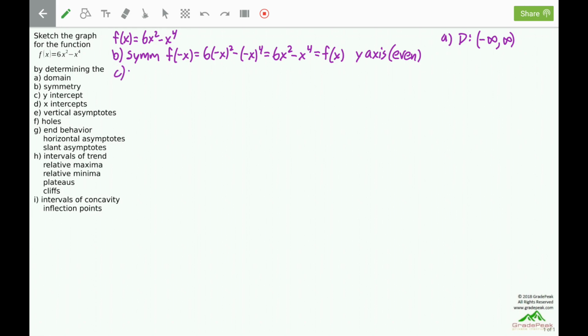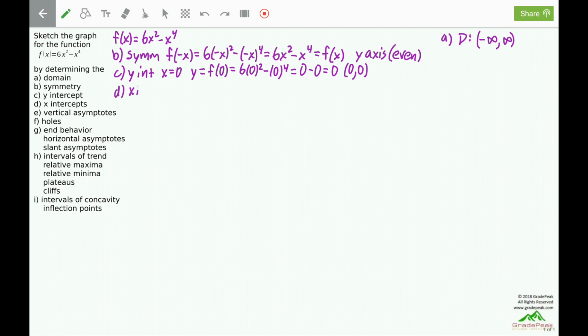For part C, we want to determine the y-intercept. This is the point where the graph crosses the y-axis, defined by x equals 0. We can find the corresponding y-coordinate by plugging the x-coordinate of 0 back into the original function, so f of 0, which is 6 times 0 squared minus 0 to the fourth. 0 squared is 0, times 6 is 0, minus 0 to the fourth, which is 0. 0 minus 0 equals 0. We have the x-coordinate of 0. We found the corresponding y-coordinate to also be 0. And there's the y-intercept.